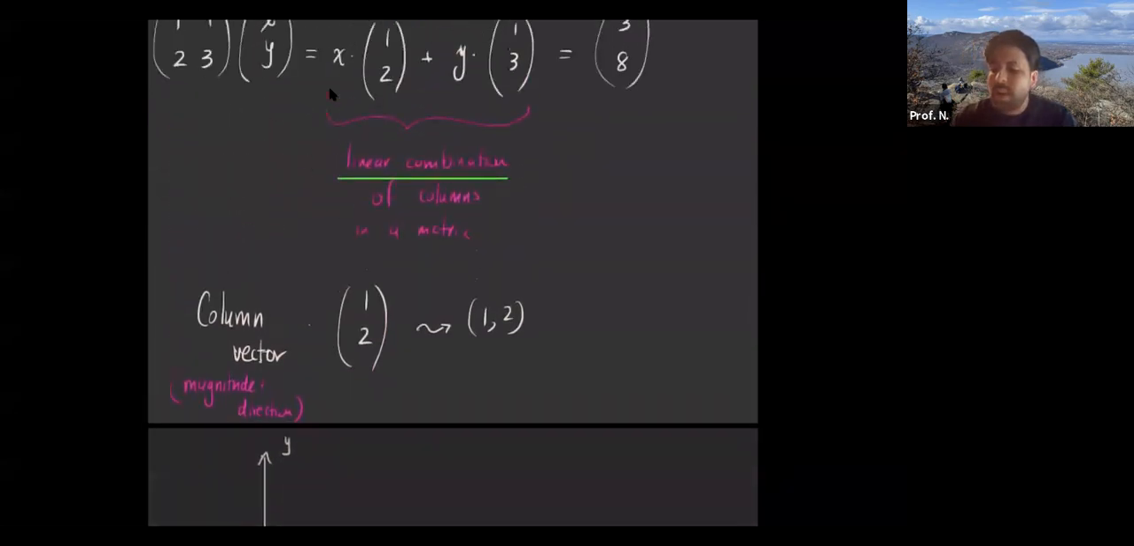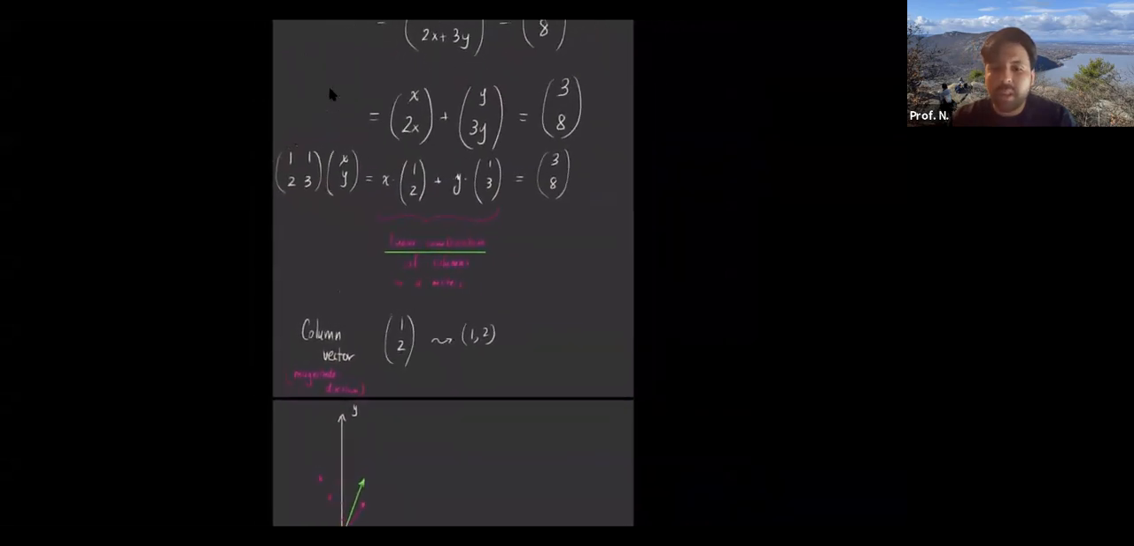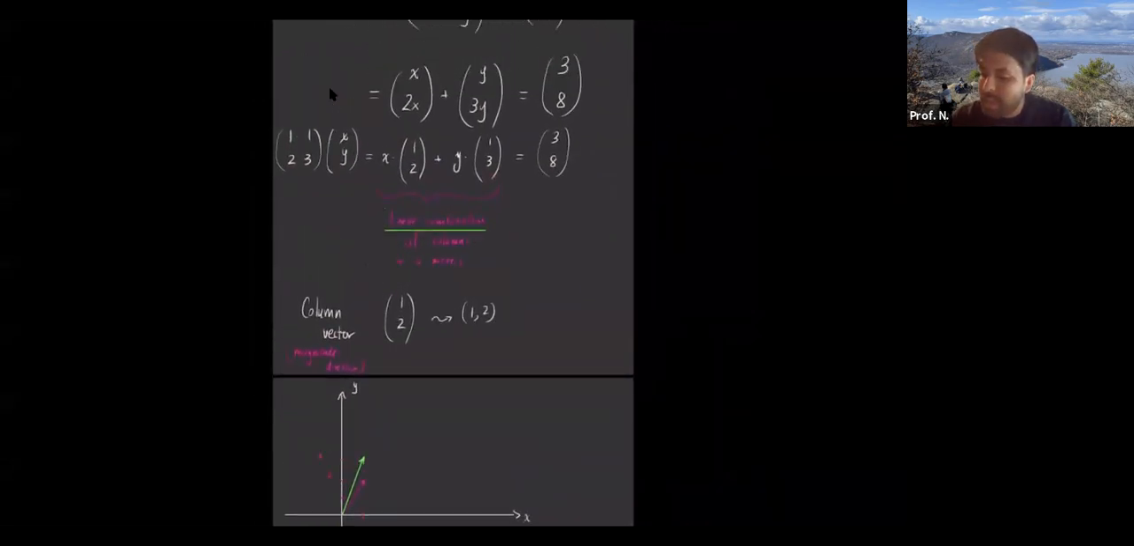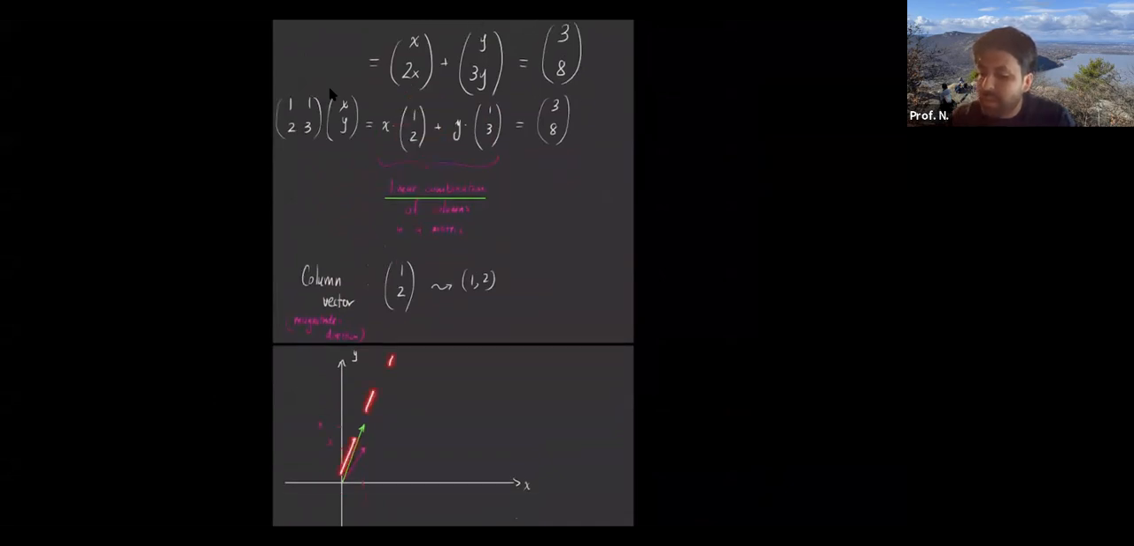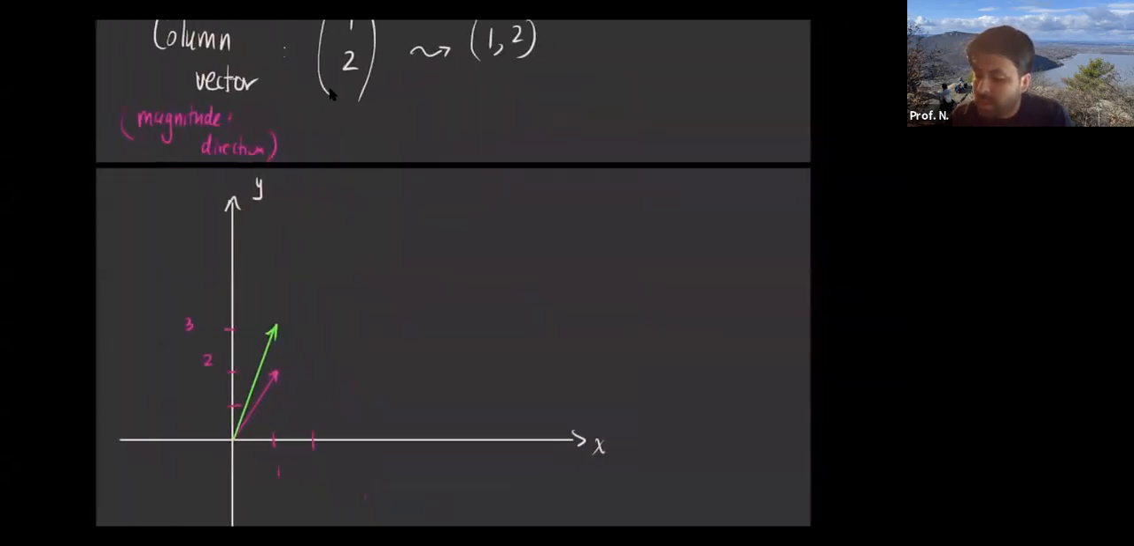And what I want to figure out, in a way, is how many of the vector (1, 2) do I need, and in addition how many of the vector (1, 3) do I need, to produce the vector (3, 8)? (3, 8) will be somewhere here. It's a little bit not drawn to scale, but this is the idea: how many of these do I need and how many of these, so that when I add them up, I get this as a result. That's another interpretation of it.